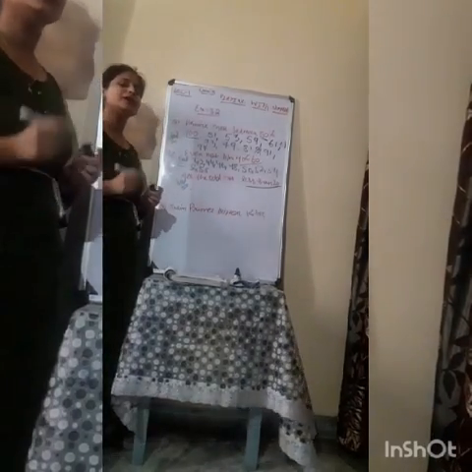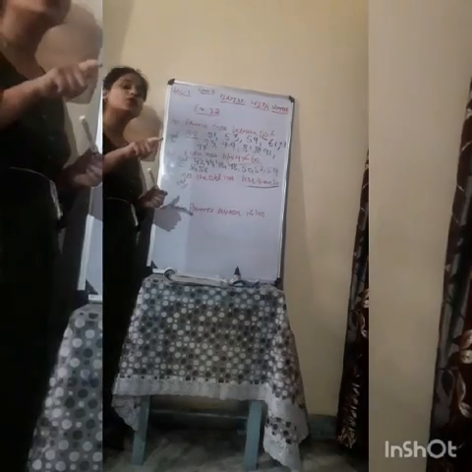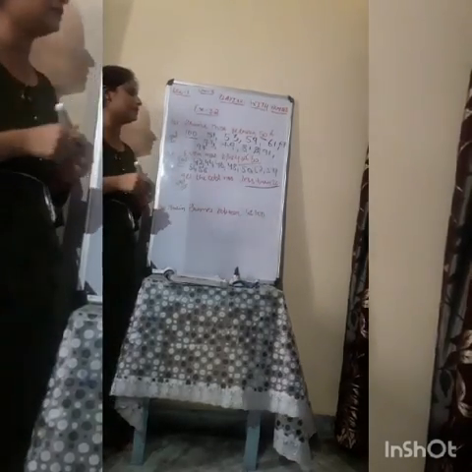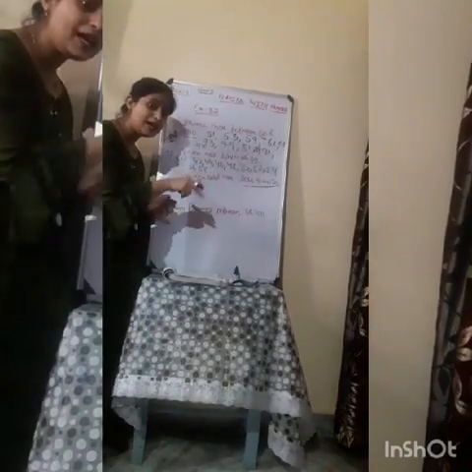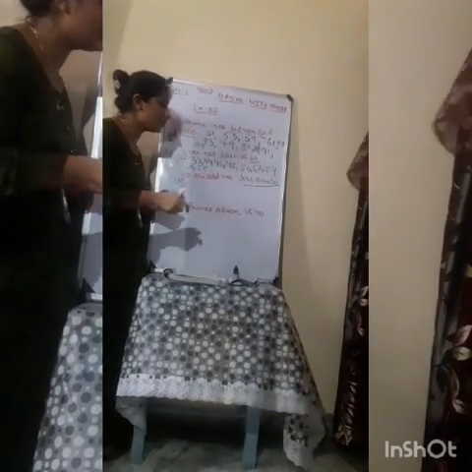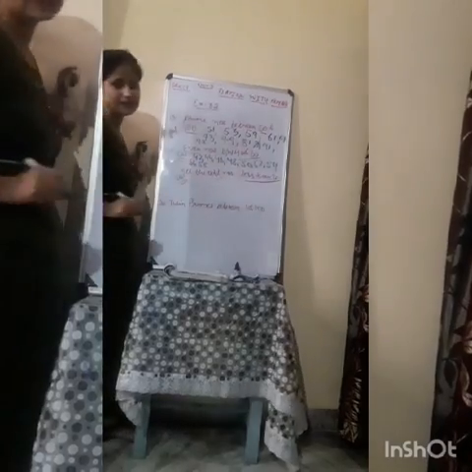Firstly, let me tell you one thing: what are odd numbers? Odd numbers are those numbers which are not divisible by 2. So all the numbers which are less than 20 as well as not divisible by 2 are the odd numbers less than 20.